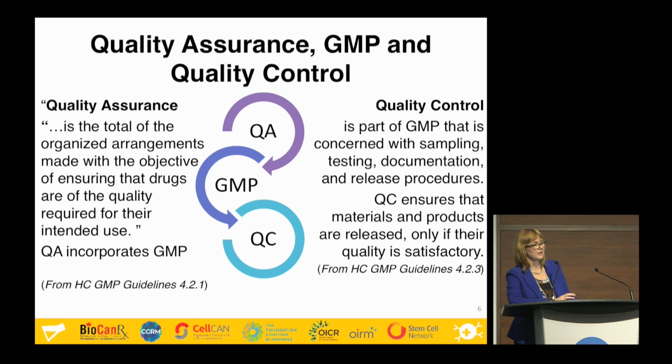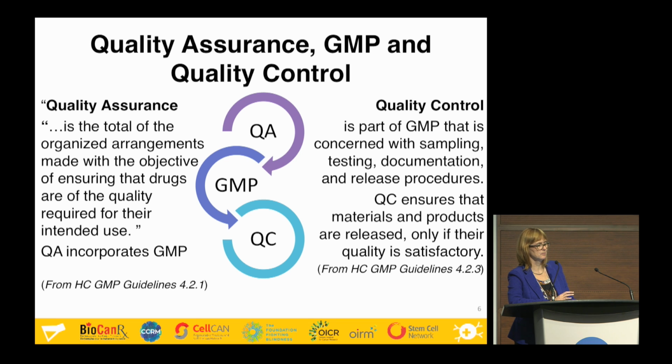GMP is a quality management system. And in quality management, you often hear two terms, which are quality assurance and quality control. They are sometimes mixed up and sometimes thought to be the same. This is not the case. They are really two different things. Quality assurance is bigger than GMP. It is really the total measures you take to ensure that the product has the quality for the use that you want to use it in. GMP is part of quality assurance, and quality control is part of GMP.